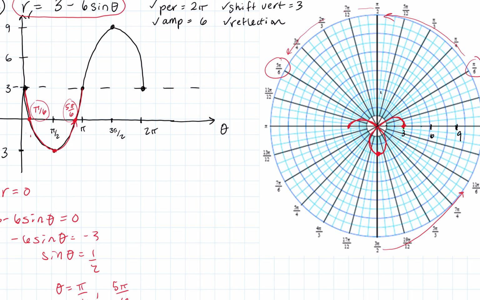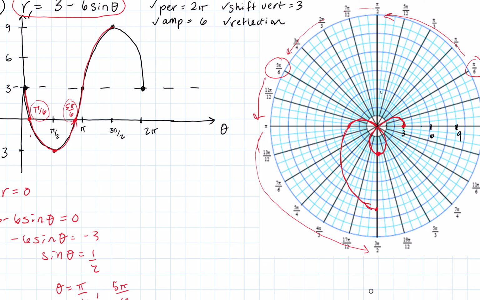Then from pi to 3 pi over 2, the radius just continues as we go from pi. So now we're continuing to move here, move this far. Now from pi all the way until we get to 3 pi over 2, we're going to increase our radius all the way out to 9. So by the time we get down here, we're going to be at 9, and our radius is just increasing out as we go across those angles.